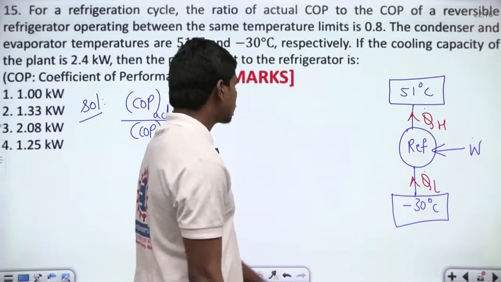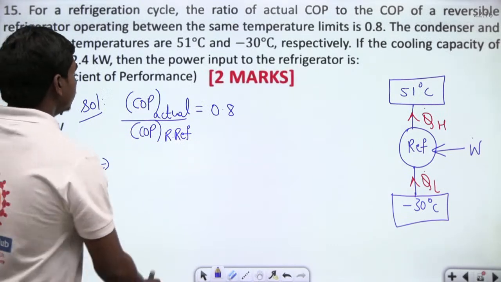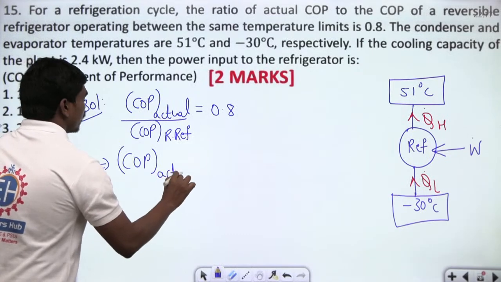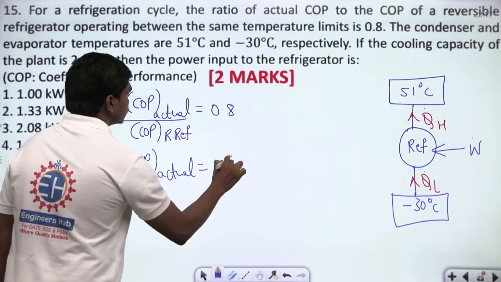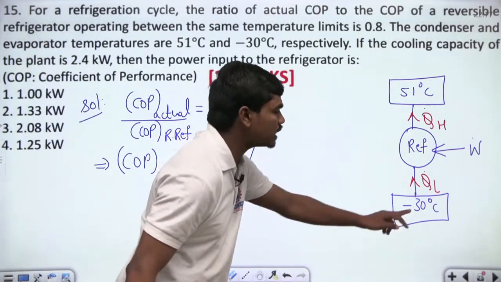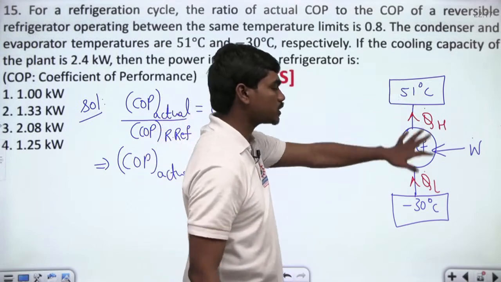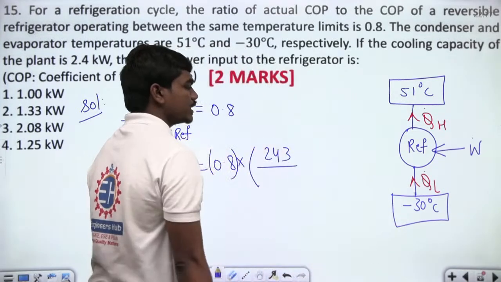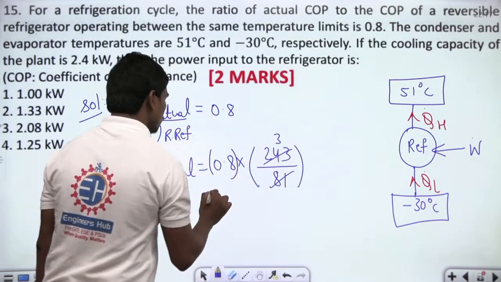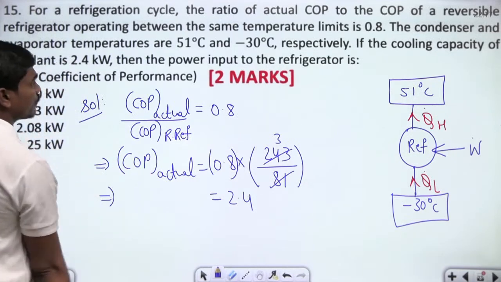Now, one thing that's very clear, if this is the case, then COP of actual is equal to 0.8 times what could be the COP of a reversible refrigerator. Look, this is minus 30, which means 243 Kelvin, divided by the difference between source and sink temperature, so 51 and minus 30, which is 81, and this cancels 3 times. So this is 2.4, correct? So this is 2.4. And how do we identify COP of the actual cycle?